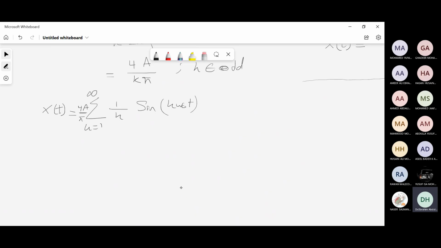Okay, don't forget, this is k belongs to odd and omega naught equal to 2 pi divided by t. Any question?